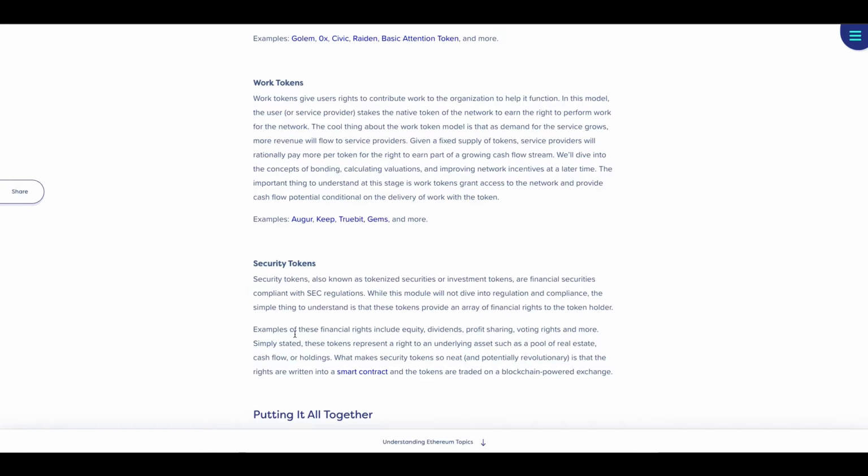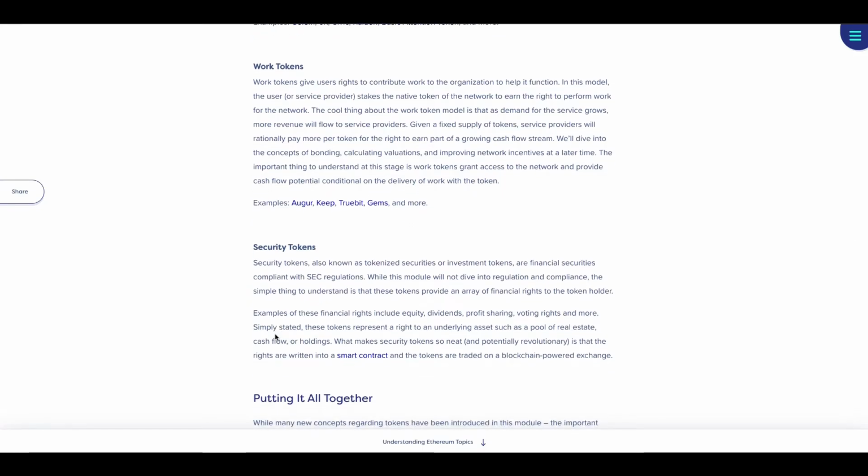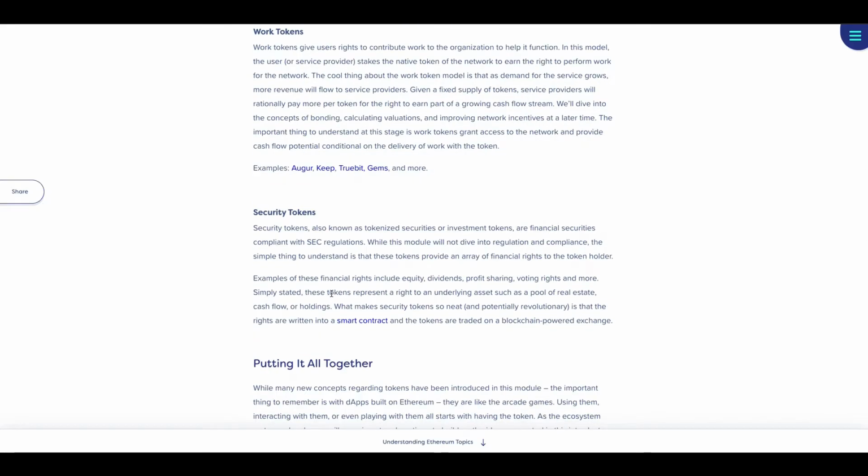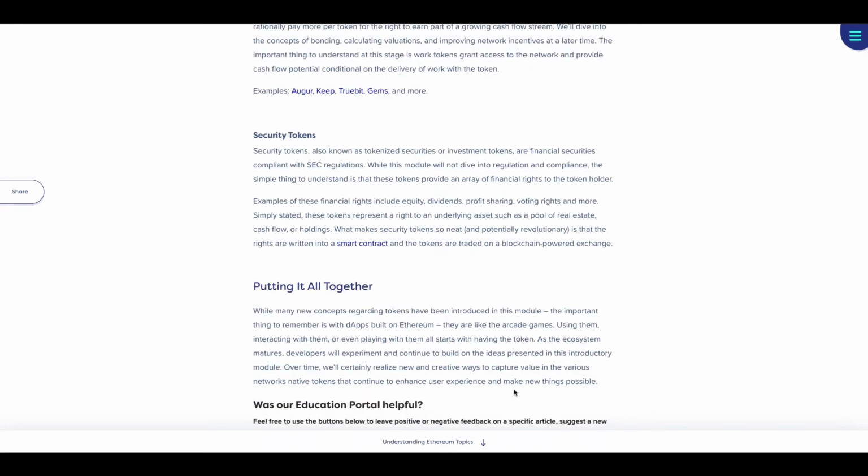Examples of the benefits of a security token would be equity, dividends, profit sharing, and voting rights. This token also represents things such as real estate, cash flow, and holdings. There are different forms in which developers can make their tokens on the Ethereum blockchain.